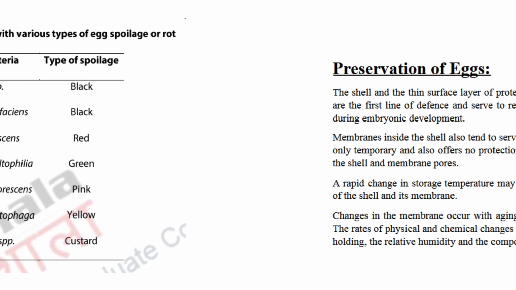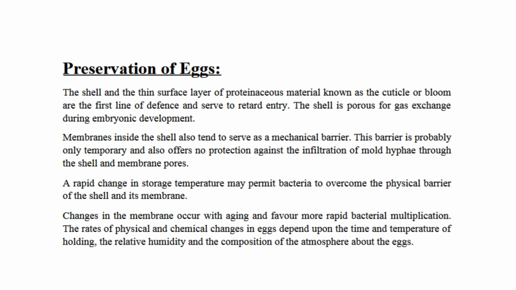Now how do we fight back? Let's discuss the preservation of eggs. The shell and its cuticle or bloom are the first line of defense, but they are porous. Membranes inside offer a temporary mechanical barrier, but this offers no protection against mold hyphae. A rapid temperature change can also help bacteria overcome these physical barriers. Fortunately, the egg white or albumin is an inadequate growth medium for many microbes.